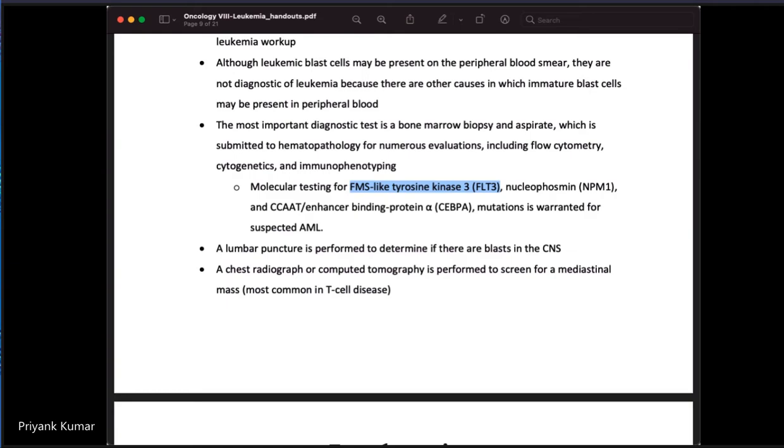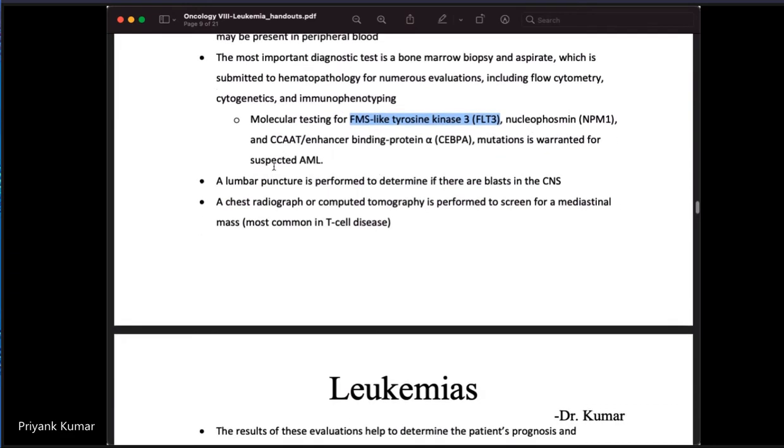known to sequester a tumor suppressor, ARF, in the nucleolus, and by doing so, it protects the ARF against degradation. Mutation in this gene is actually associated with acute myeloid leukemia. Then CCAAT enhancer binding protein alpha, CEBPA. The mutations are also indicative of AML.